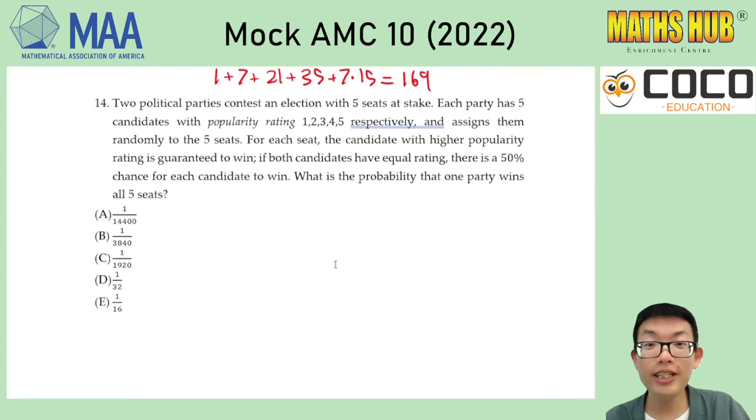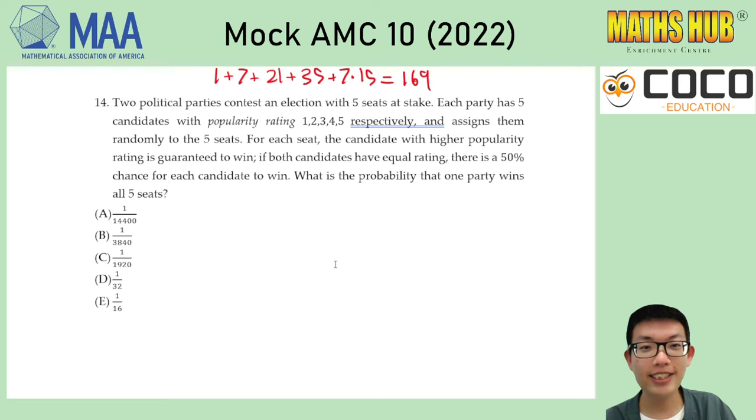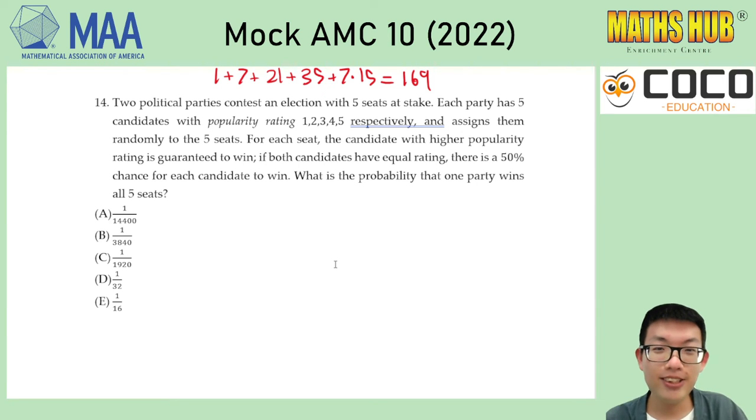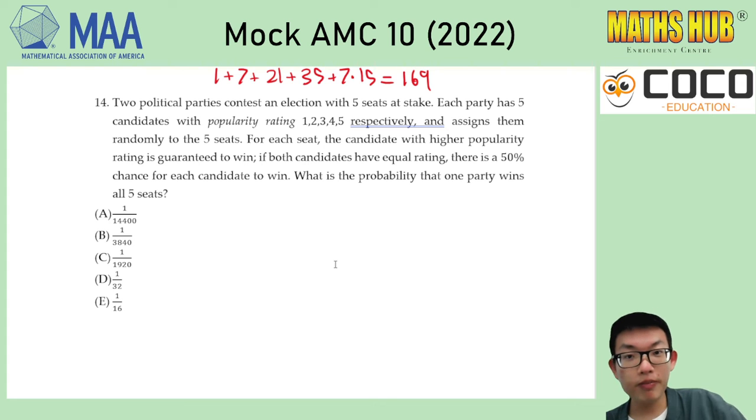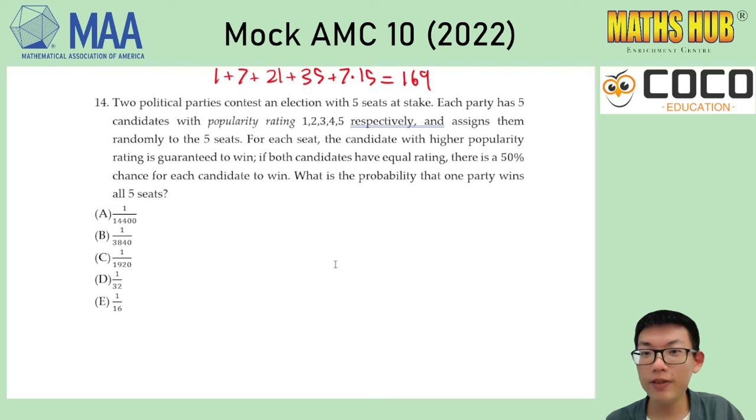14. 2 political parties contest an election with 5 seats at stake. For American friends, there are definitely political parties contesting an election with more than 5 seats at stake very soon. Now, I'm sure that the parties are not going to assign them randomly, although to be fair, the popularity rating kind of makes sense. And so, for this question, we are saying that for your 5 seats, you assign them randomly, and if you have a higher popularity, you definitely win. If you have equal popularity rating, then it is a 50-50 chance. So what's the probability that one party wins all 5 seats?